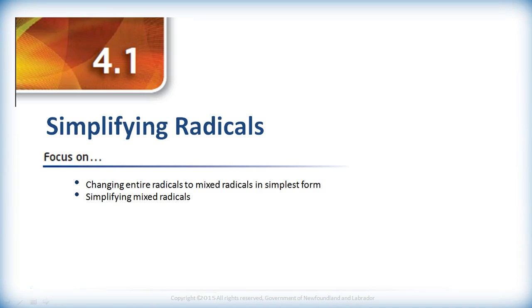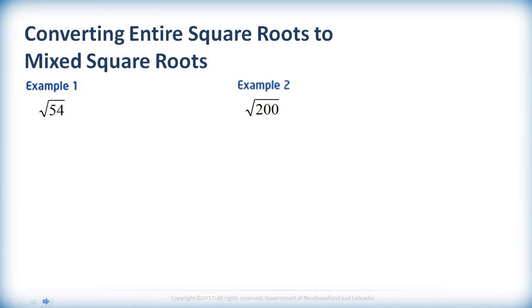We're going to talk about changing entire radicals, first of all, into mixed radicals in simplest form. And then we're going to look at some mixed radicals that aren't already in simplest form and use the same process to turn those into mixed radicals that are in simplest form. Let's jump into it. Okay, so the first one, we're going to convert some entire square roots into mixed square roots. So the trick to that is we look at the factors of the radicand, like the 54 here.